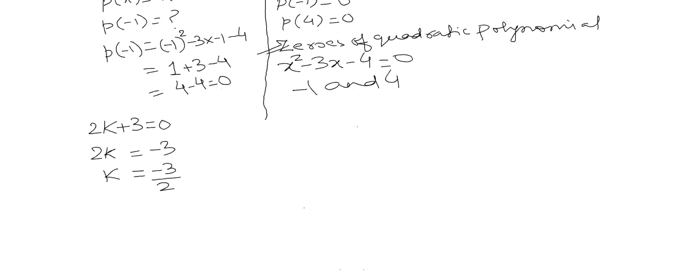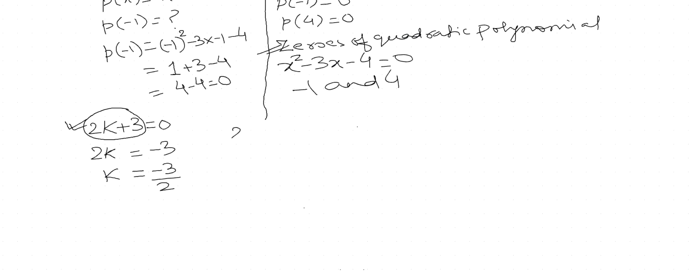So if someone asks you what is the 0 of this polynomial, you have to tell -3/2. It means in the place of k, if you put -3/2, this entire equation will become 0. Is this clear? If you want, let's verify this.